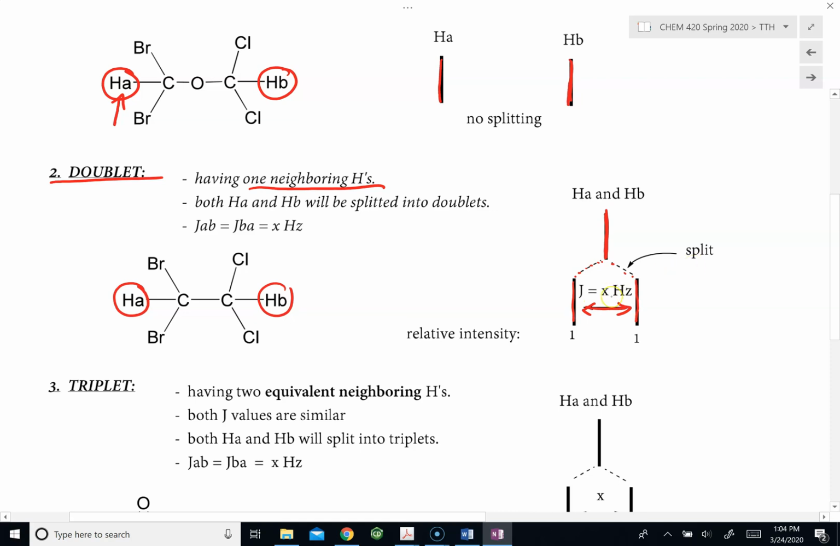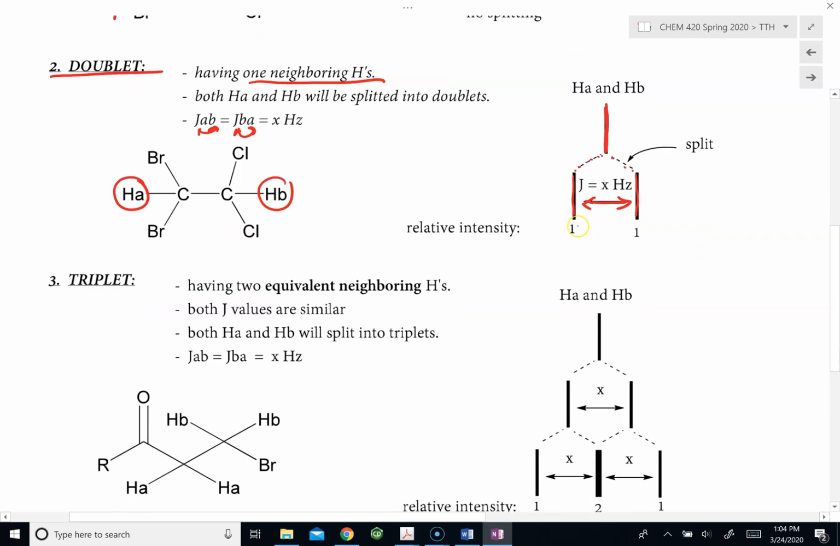In this case, we don't know what the J value would be, but it's important for us to remember the following. When HA is communicating with HB, it has one J value to it. And that J value would then be the same as the J value due to the communication between HB and HA. So they have the same J value. And now the relative intensity of this signal right here will be a 1-to-1 ratio, because as we have a signal that gets split into two, the two resultant signals have similar intensity. So their relative intensity is 1-to-1.